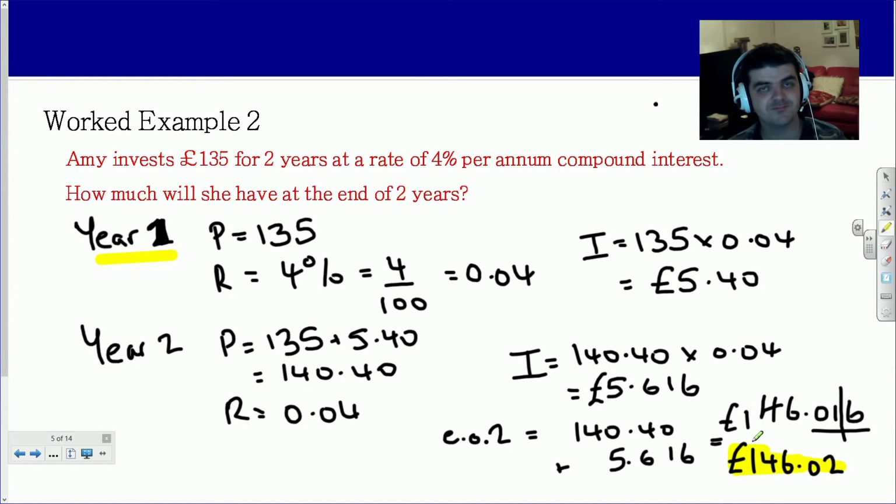However, there's a better way to do it. A quicker way to do it that will give you the answer straight away through one calculation. Bet you're glad you heard. Let's see what it is.